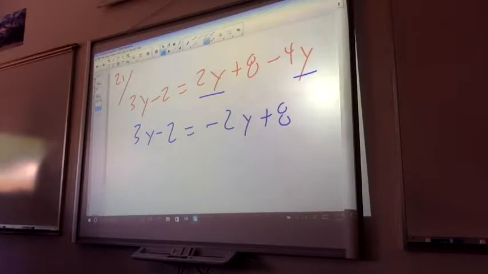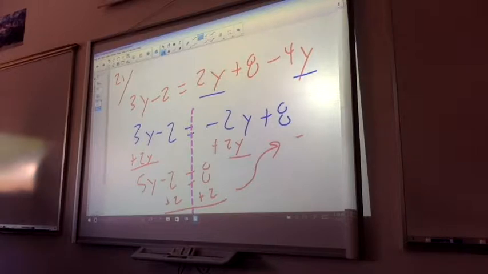And then I can do my each side. So let's see, I will maybe add 2y to both sides. So that's 5y minus 2 equals 8. Add 2. So that's going to give me 5y is equal to 10. Divide each side by 5. So y is equal to 2.